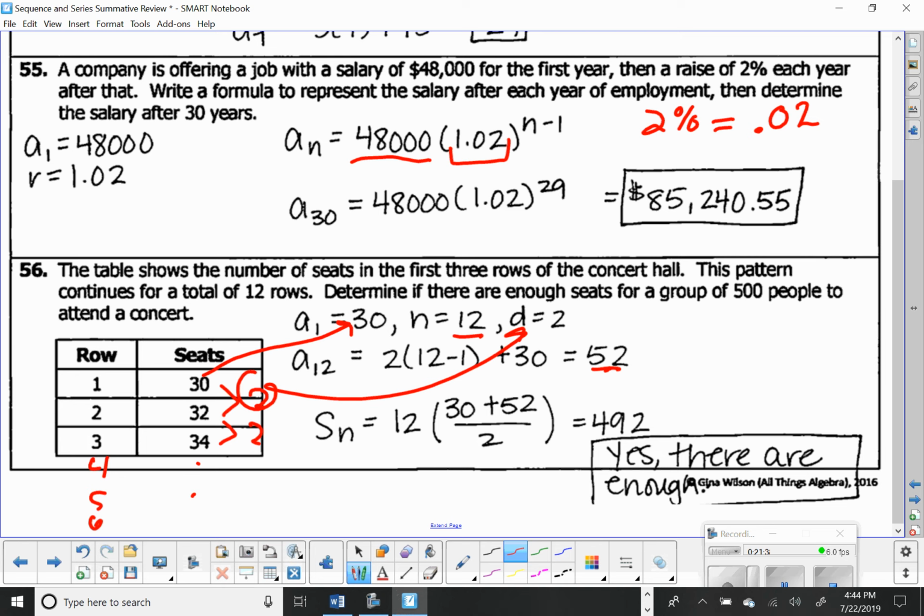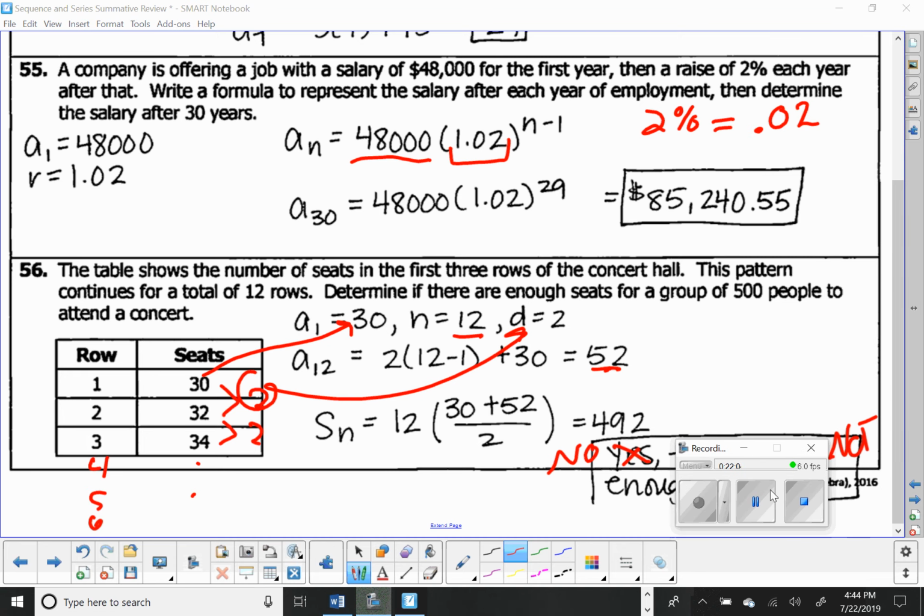Okay? Determine if there are enough seats for a group of 500 people to attend the concert. And it says that there are 492. That means no, there are not enough. Okay? There are only 492 seats. You needed 500. Okay? That's it. That's your summative review. Good luck on that test.